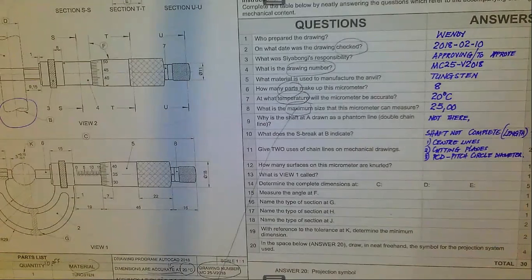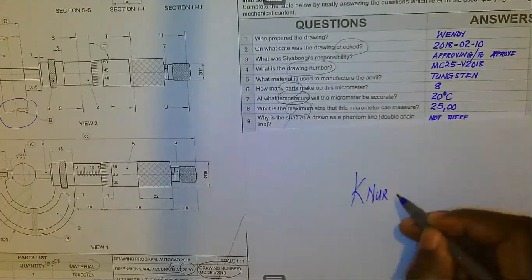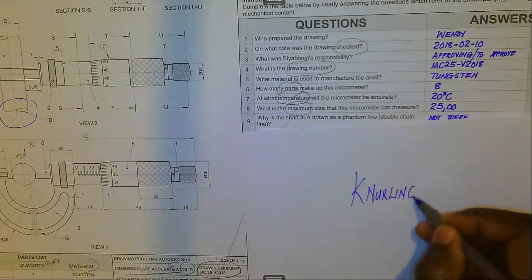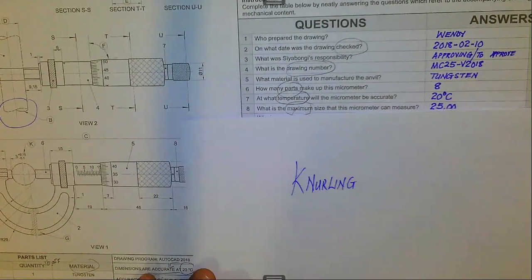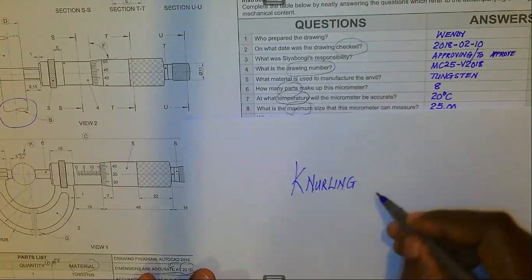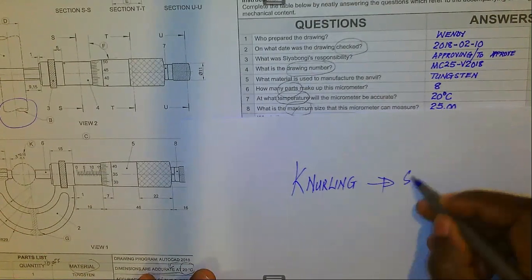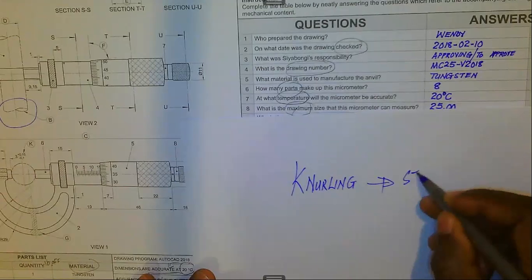How many surfaces of this micrometer are knurled? What is knurling, and where is it used? You would find that we have got this word. Basically there are two main forms of knurling that are applicable. We have what we refer to as straight knurling.